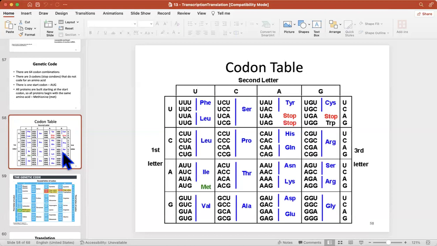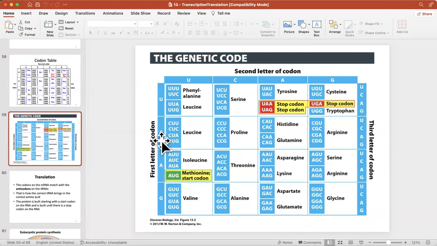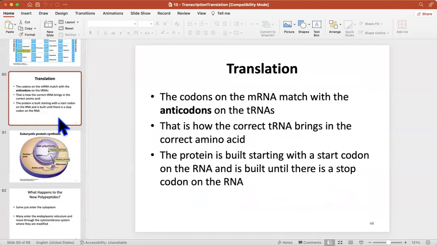Okay, so there are 64 different combinations in the genetic code. Again, I want you to know the start one, and there is 1 start and 3 stop. So these four I want you to know. So that's the translation process. Because of the codon in the mRNA and the anticodon in the tRNA, there will be a perfect match. And every time, only the correct amino acid will come, and they will form the long amino acid sequence.